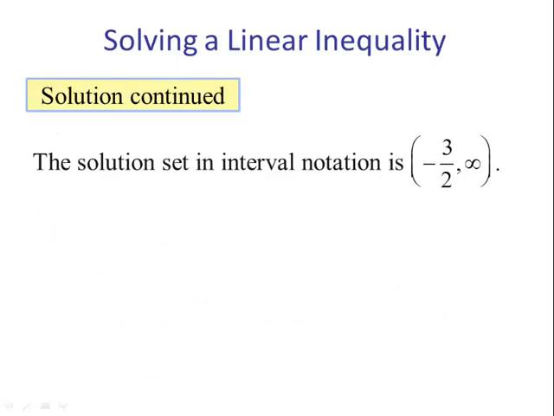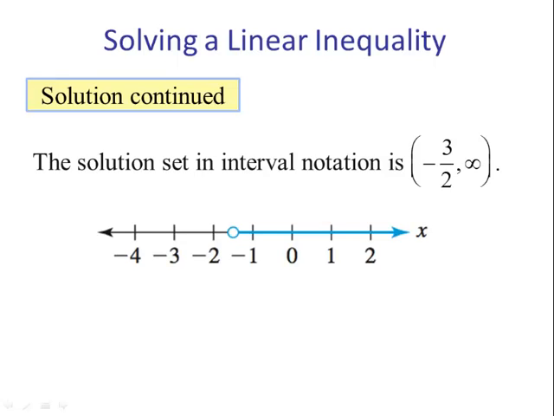In interval notation, we have parentheses negative 3 over 2, comma, infinity, parentheses. This is the graph. All numbers greater than negative 3/2.